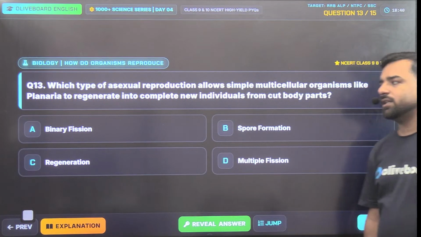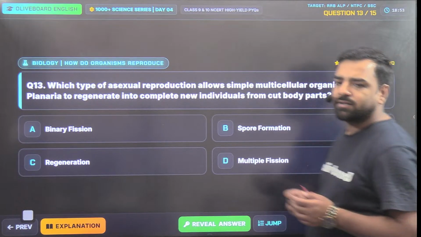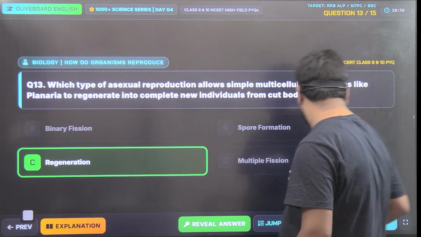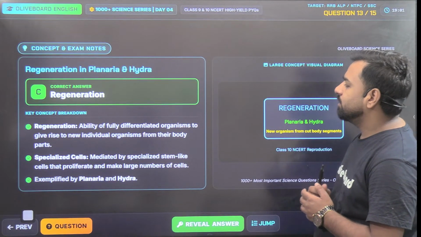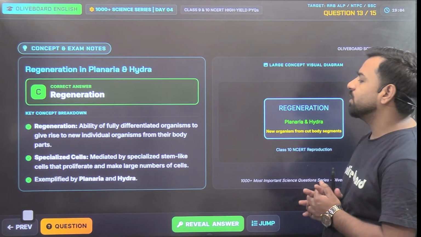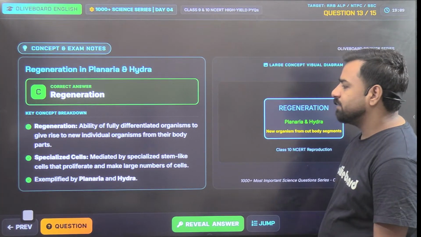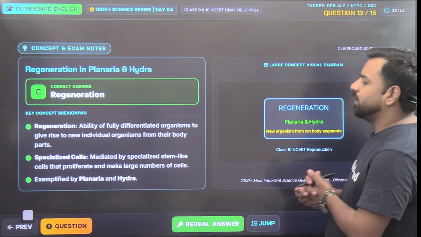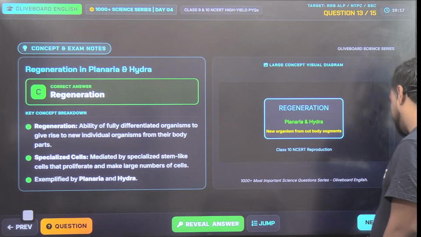I've already given you the hint, so please tell me, will it be binary fission? Obviously not. Then what will be the correct answer, guys? It is regenerating again, so it can be planaria, it can be hydra, right? So the answer is regeneration, right? So C is the correct answer here. Ability of a fully differentiated organism to give rise to new individual organisms from their body parts. So yes, it's mediated by specialized stem cells that proliferate and make large number of cells. So it's exemplified by planaria and hydra.